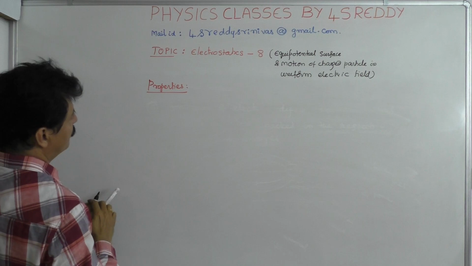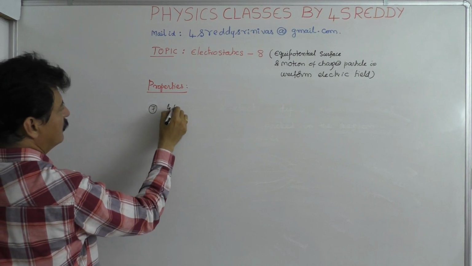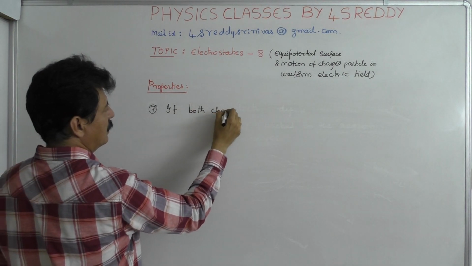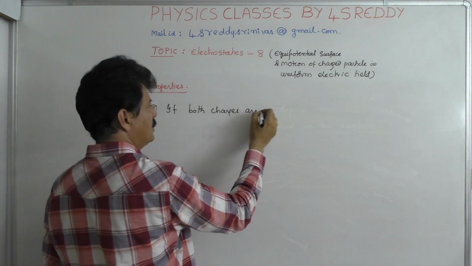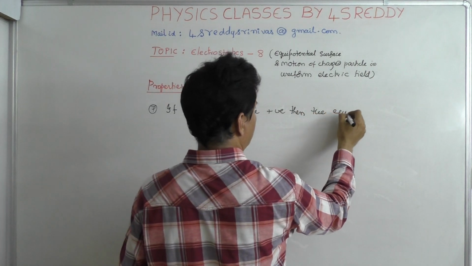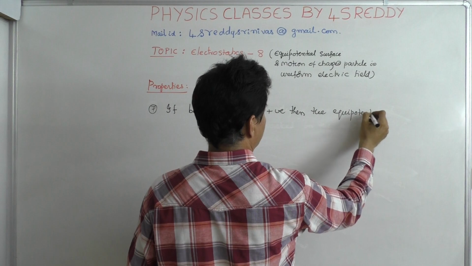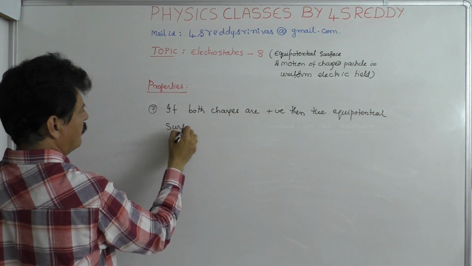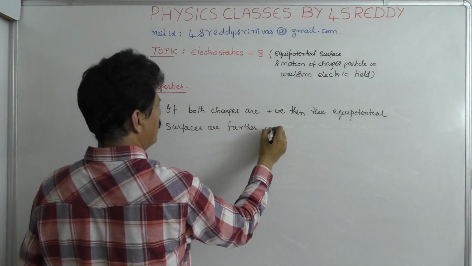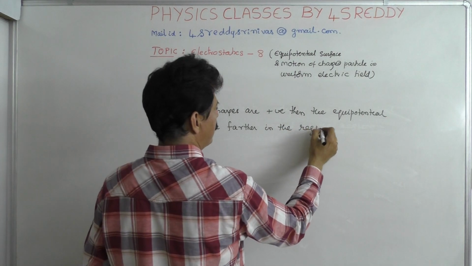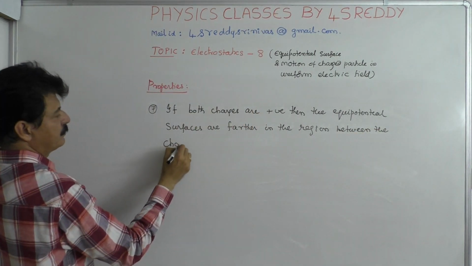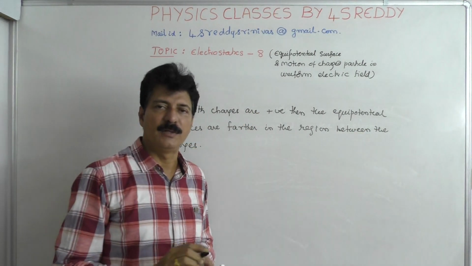Point number 7. If both charges are positive, then the equipotential surfaces are further apart in the region between the charges. This is another important point we have.